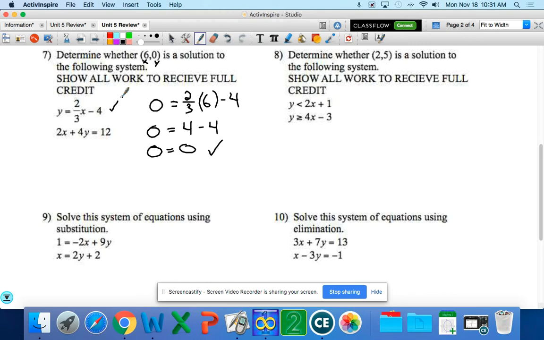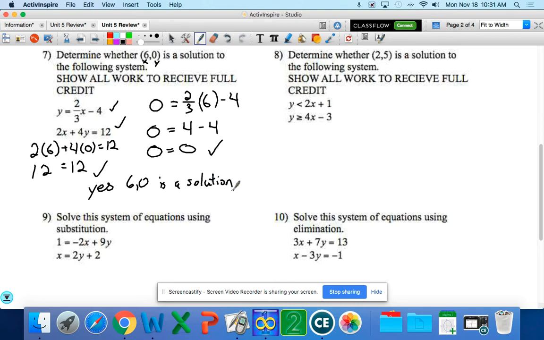Okay? Now for the second equation, we plug in again. 2 times x, which is 6 in this case, plus 4 times 0 equals 12. 2 times 6 is going to be 12. 4 times 0 cancels, so I get 12 equals 12. So again, that one worked, that equation works. So you need to put something down here like, yes, (6, 0) is a solution, or just yes for that matter. Heck, I'd probably just take it if you put yes, okay, if you showed all the work.